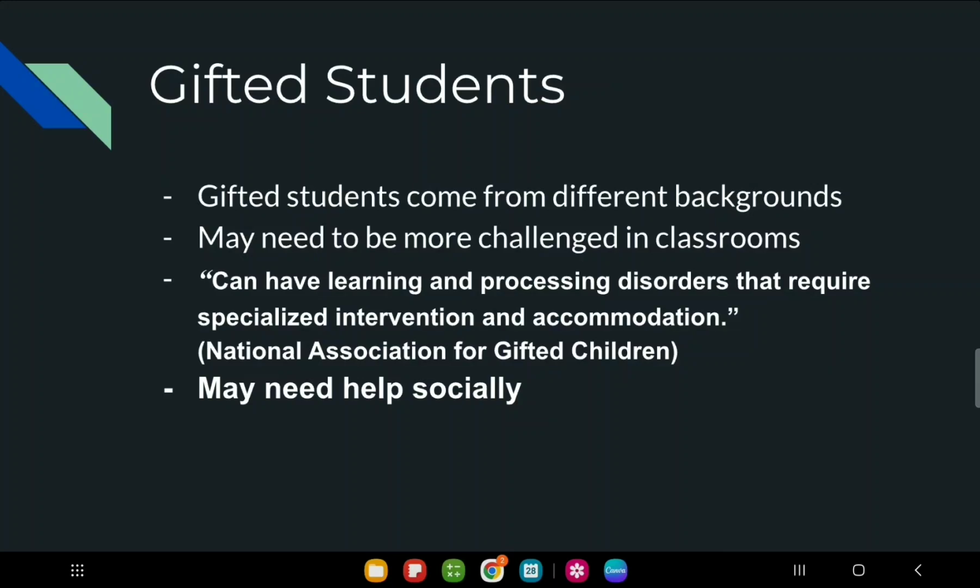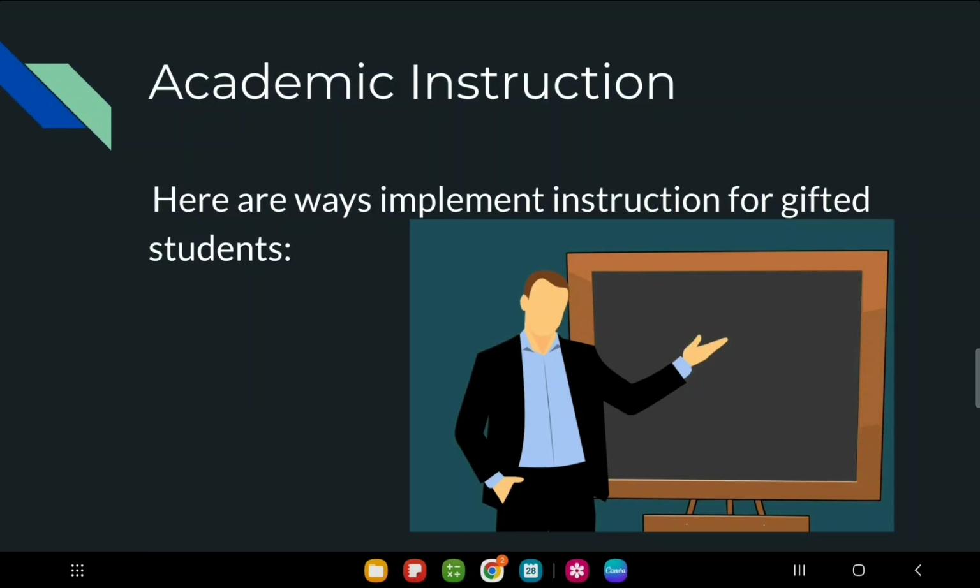According to the National Association for Gifted Children, students who are gifted can have learning and processing disorders that require specialized intervention and accommodations. They may also need extra help developing socially and emotionally. Giftedness isn't necessarily a disability in my opinion, although it can cause some issues, such as not having much in common with others the same age, following rules, having strong feelings towards certain things. Students who are gifted may also become bored and maybe give up in early schooling because it's too easy.